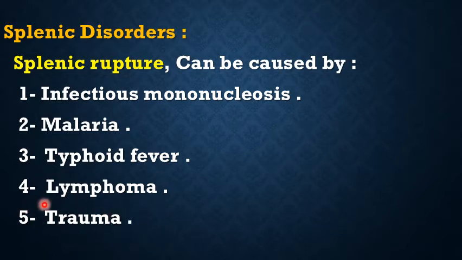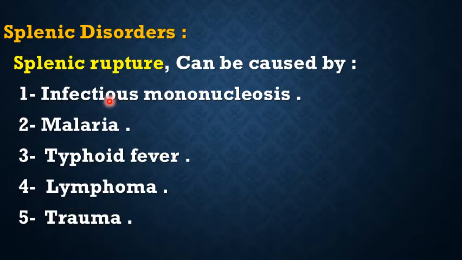Actually, when a patient is exposed to trauma, falls on his abdomen, or there is a hit on his abdomen, or there is a fracture of the ribs on the left side of the abdomen or the chest, it might lead to rupture of the spleen. Any blunt trauma to the abdomen, any hit, any fall from a height might lead to rupture of the spleen.